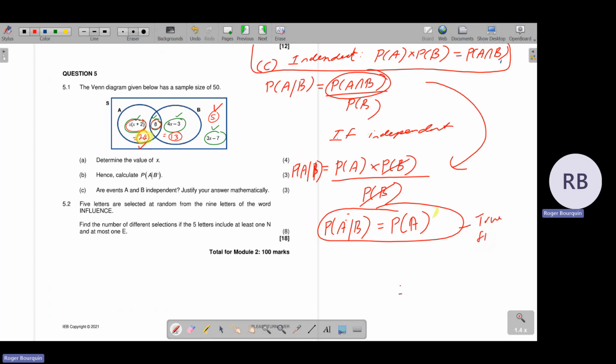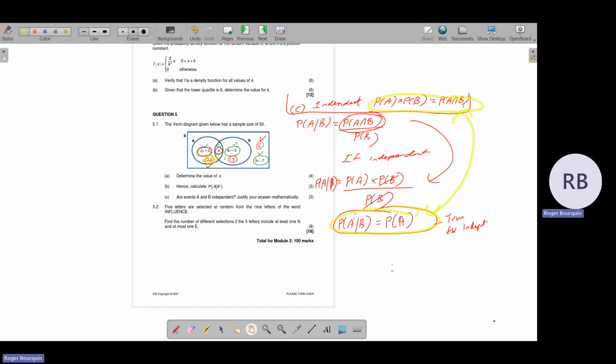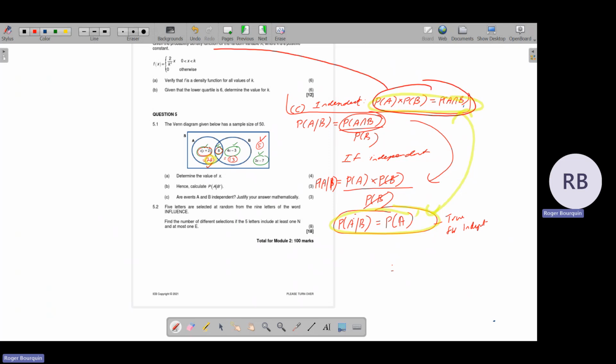So there are two tests for independence. If they're independent, this must be true, and this must be true. So you can use either one of those two things to prove independence for this particular question. And it says, are events A and B independent? Well, we could use either test. So we use the first test, this one over here.